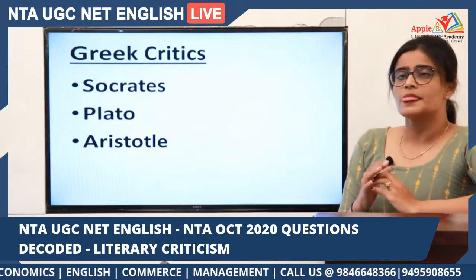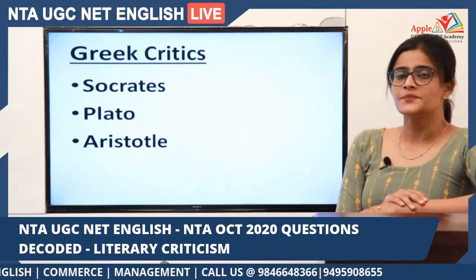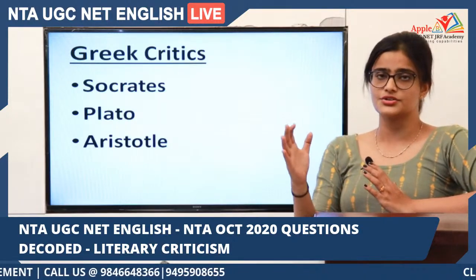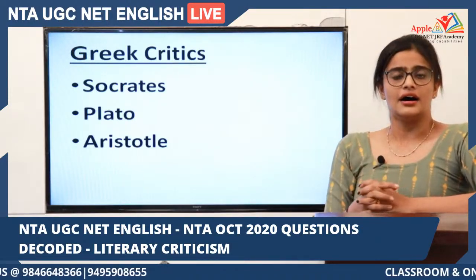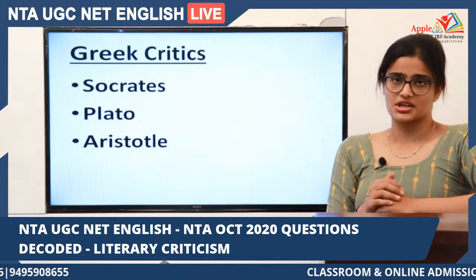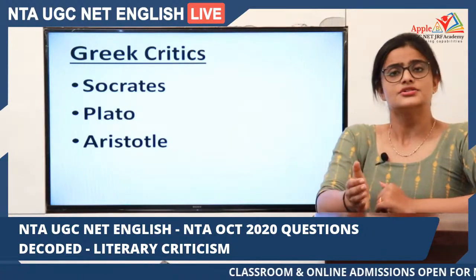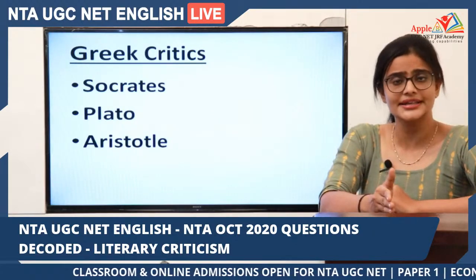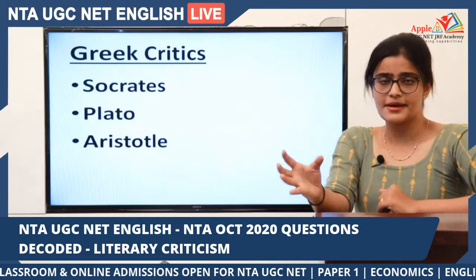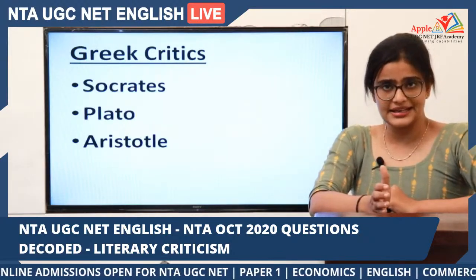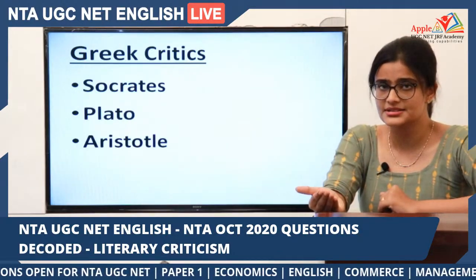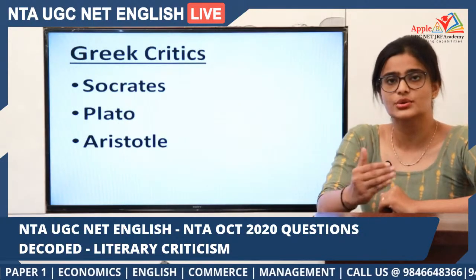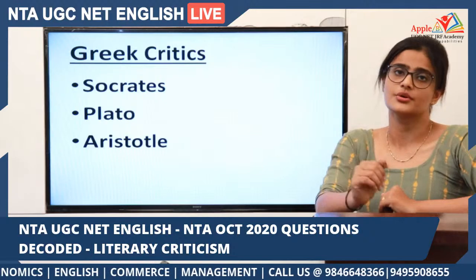As I said in the first slide, literary critics can be classified into different groups according to the age in which they created their works. So we can divide them into Greek critics, Roman critics, and coming back to England, Middle Age critics, Enlightenment Age critics, Romantic Age critics, and Victorian Age critics.